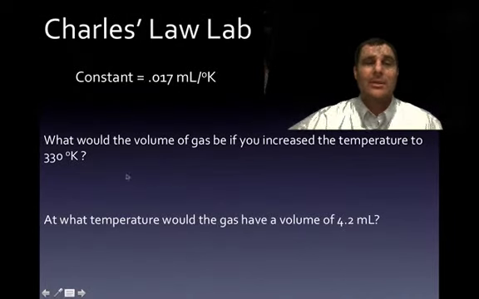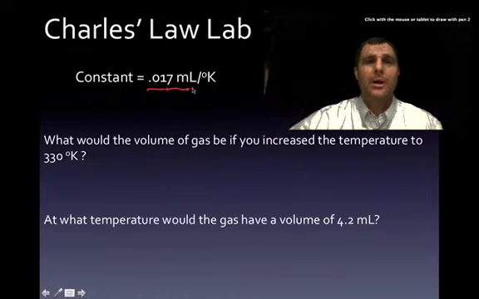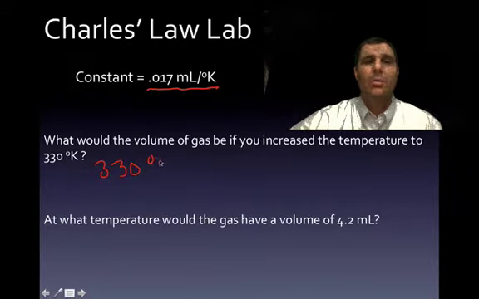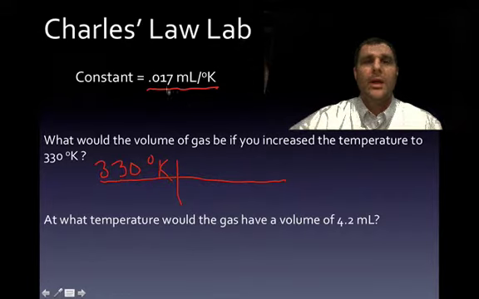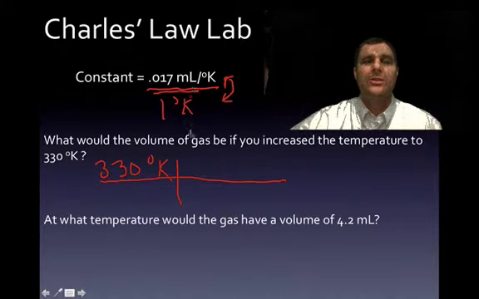You may be asked at some point, what would the volume of gas be if you increase the temperature to 330 degrees Kelvin? Well, this is above what we did, but we can use it by applying our constant. So here we go. We always start by writing down what we're given, 330 degrees Kelvin. And remember, this is nothing but a conversion factor.